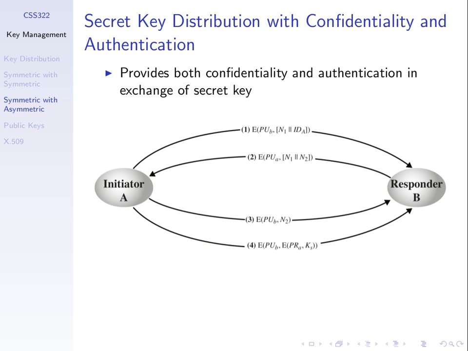Similar with message 1. If message 1 was sent or modified by a malicious user C, then A and B would discover that because the subsequent messages would not be sent correctly.